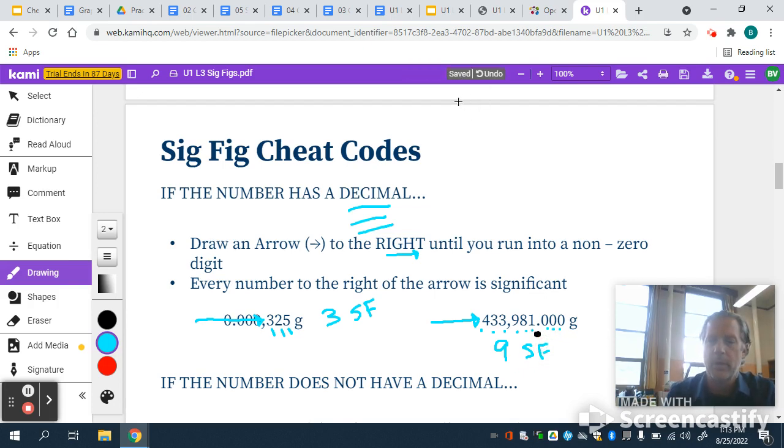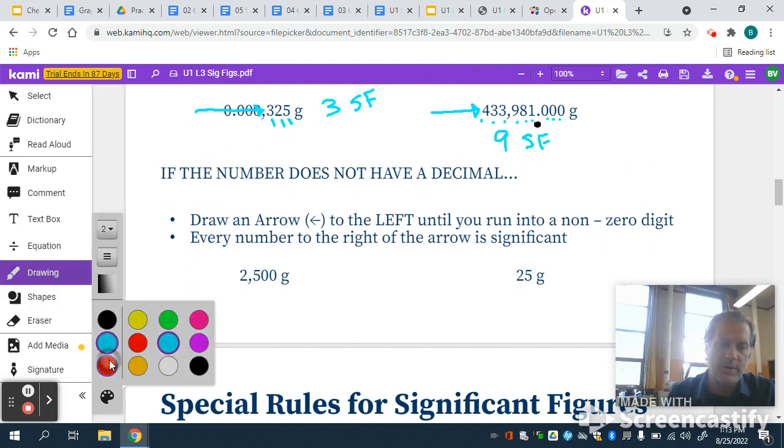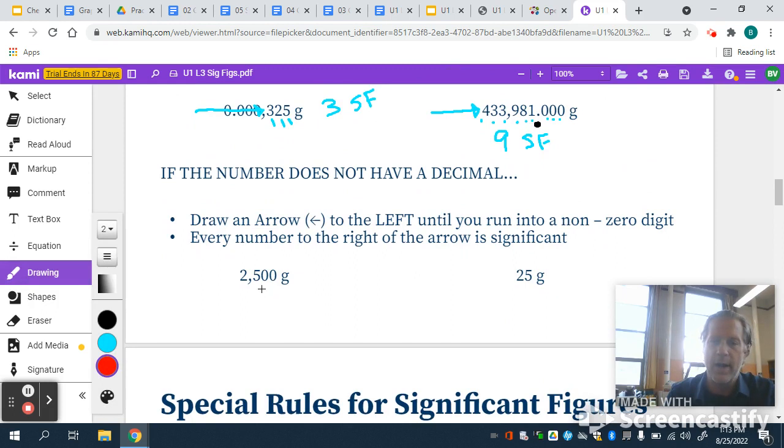Now, there's another cheat code to this, and it has to do with if there is not a decimal. And so if there's no decimal present, we will draw an arrow to the left, pointing to the left, and every number, I made a mistake here. This should be left.